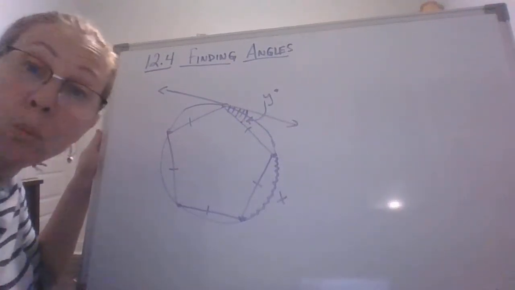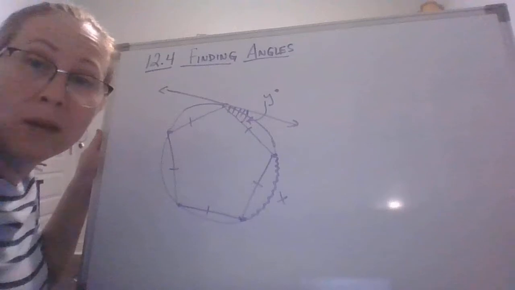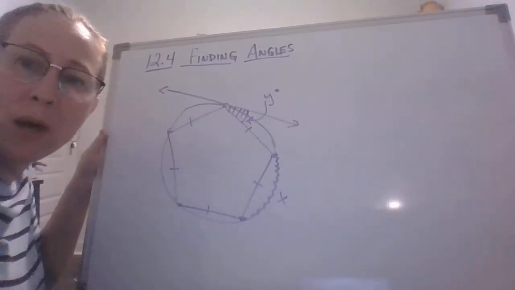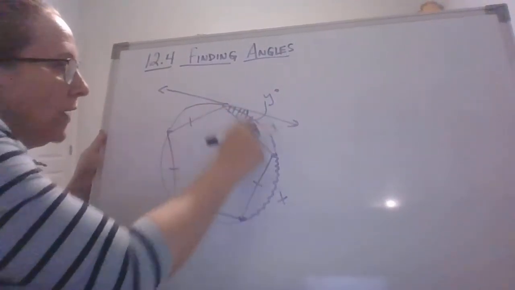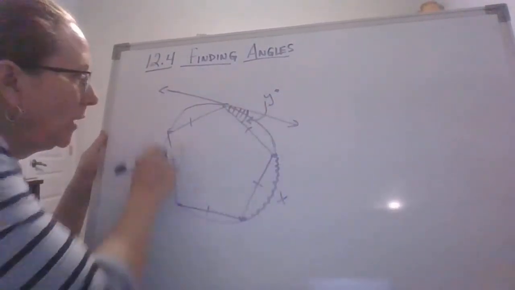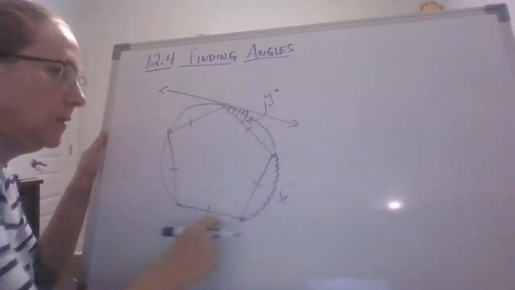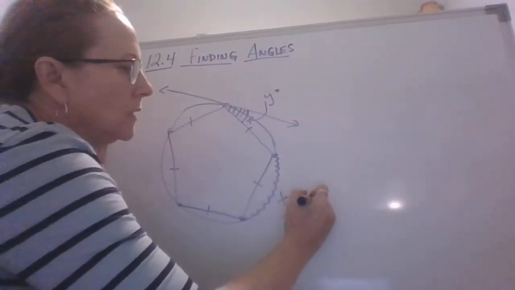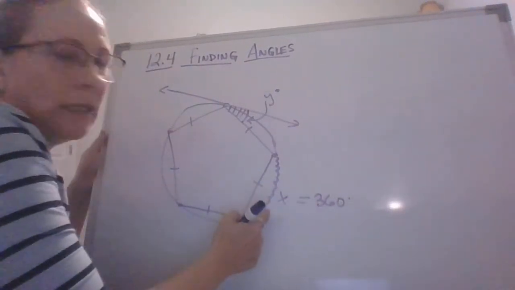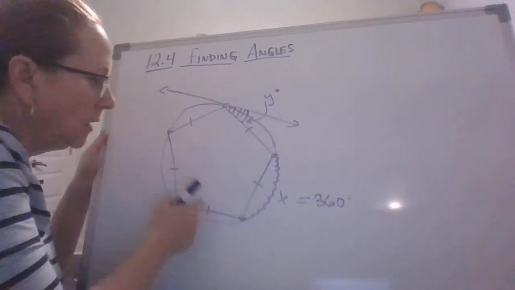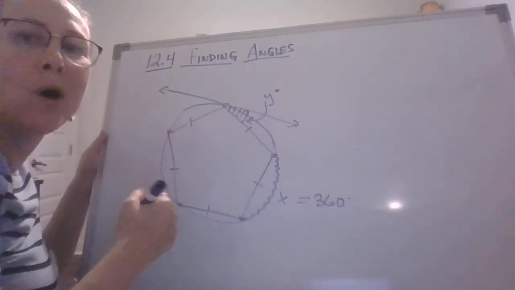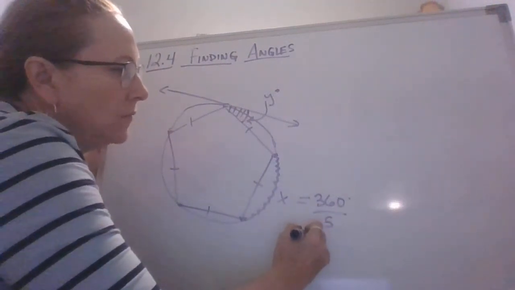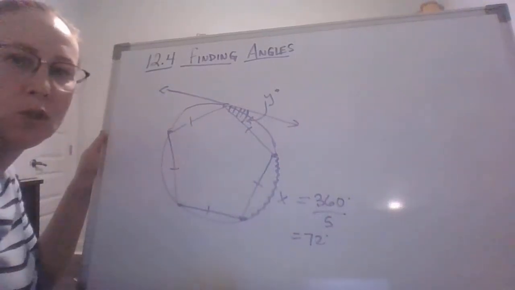Now, one of the things that we may have forgotten about, and we use this way back when we talk about arcs, we've got 5 arcs here, okay? And we have 5 chords here, right? Well, there are 360 degrees in a circle, so x is just 360, and let's just divide it up 5 ways, because if the chords are all the same, that means the arcs are all the same. So 360 divided by 5 gives us 72 degrees for each one.